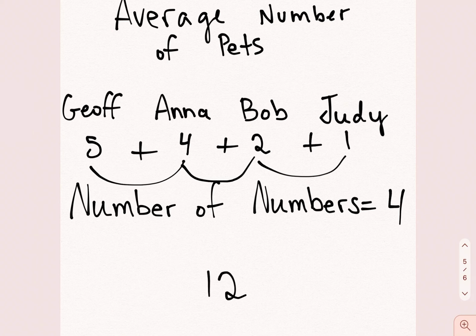And to find the mean, or the average, we divide 12 by 4. 12 divided by 4 is 3. So the average number of pets that Jeff, Anna, Bob, and Judy have is 3. That's the number of pets that would be most in the middle, or if you were to level these out, it's the number that you would get from these 4 numbers.